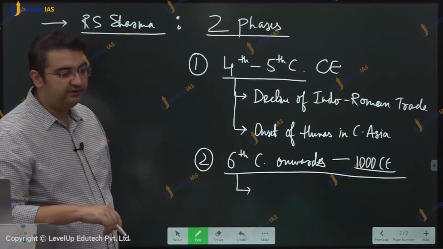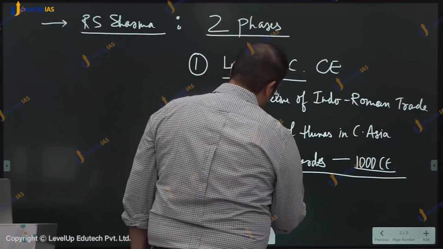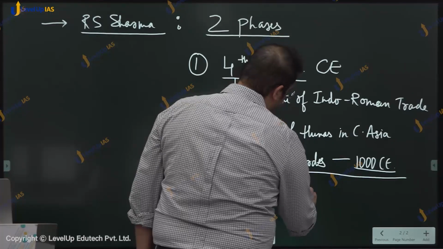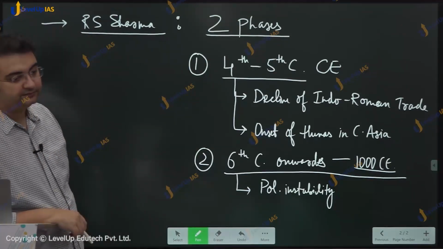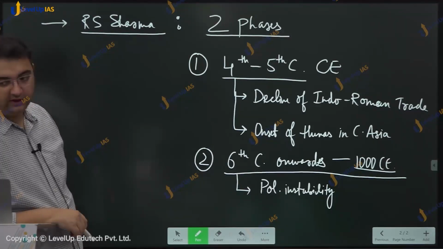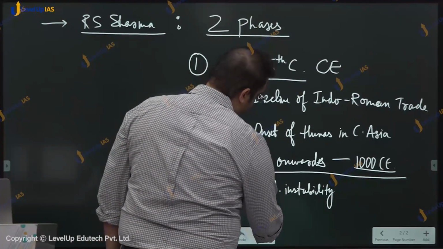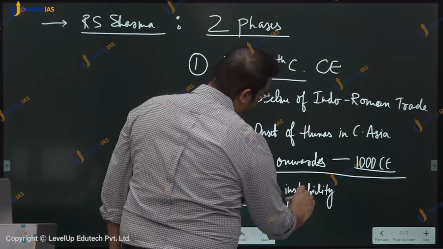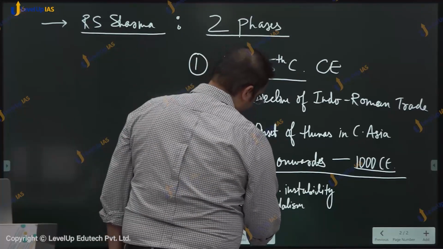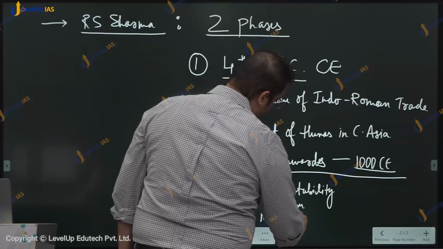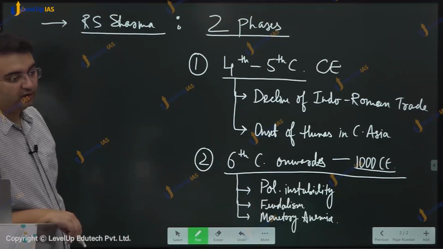This phase of deurbanization has been linked to political instability after the disintegration of the Gupta Empire, the rise of feudalism and a serious case of monetary anemia.